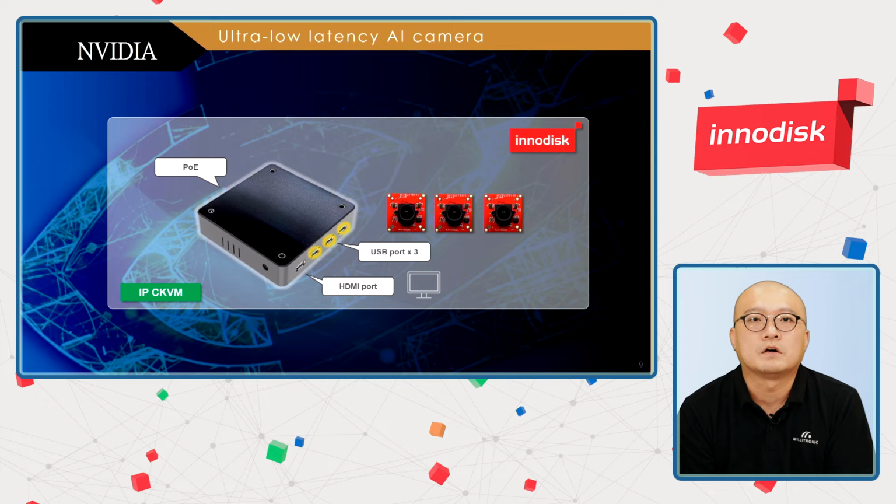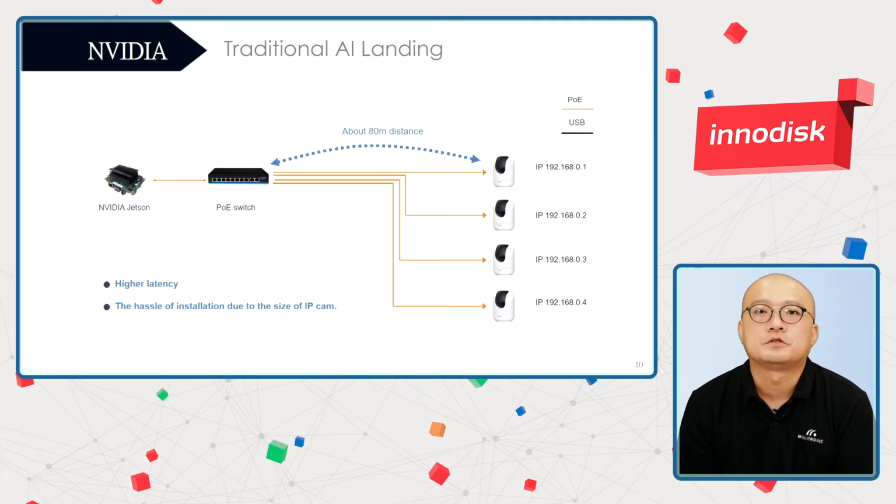The core of IPC KVM is virtualization I/O. By installing our middleware on the Edge and connecting a Giga LAN, you can easily remotely access devices attached to our IPC KVM with ultra-low latency performance. In traditional AI landing, as you can see here, there is a Giga LAN from the NVIDIA AI Edge to the PoE switch, and the IP camera connects to the PoE switch for the AI user scenario.